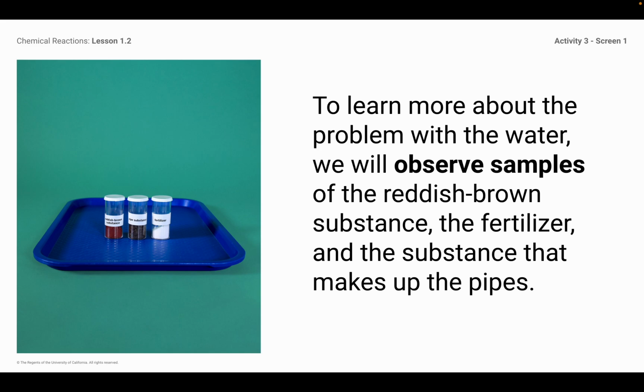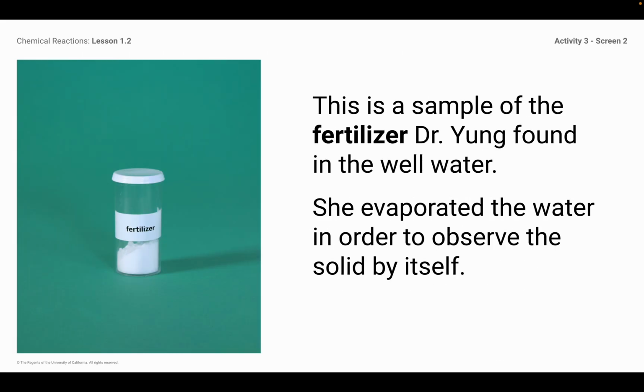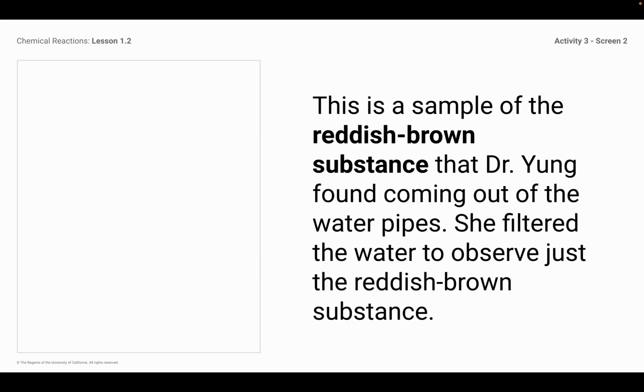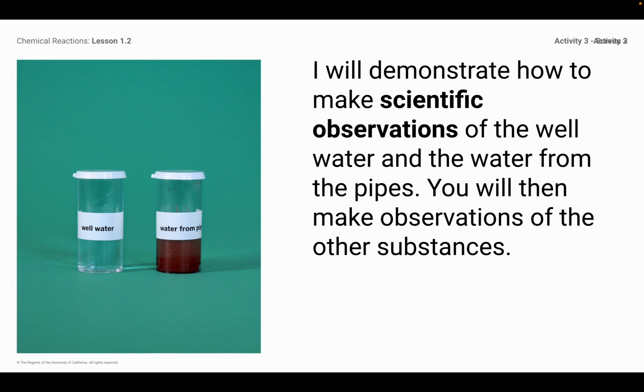And so for that reason, the kids have to use gloves, and they are not able to take the lids off to make any kind of an observation as far as how they smell. I need them not to have this airborne at all. Okay, so you'll be able to do that when you get back. The first sample is the pipe substance. Second is the fertilizer. And the third one is the reddish brown substance.